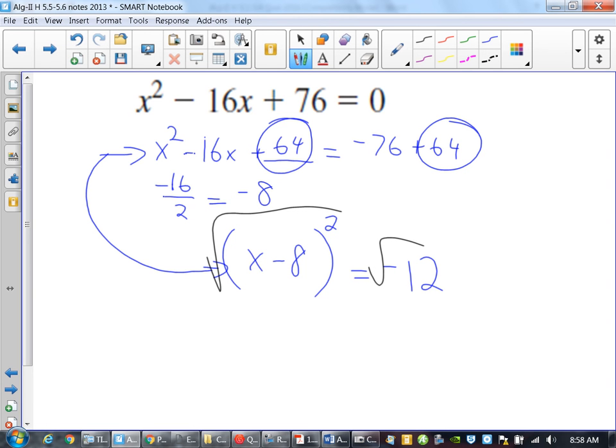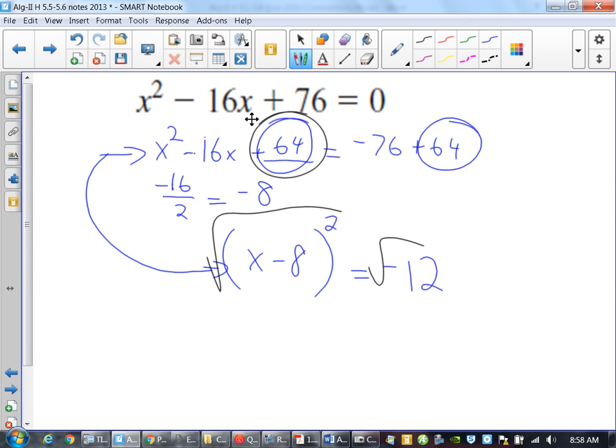Yeah, but wouldn't that equal negative 76? What? This? X minus 8 squared, wouldn't that equal negative 76? No, it equals negative 12. Why? Because I keep things balanced by adding the same thing to both sides. So negative 76 and 64 gives me negative 12.